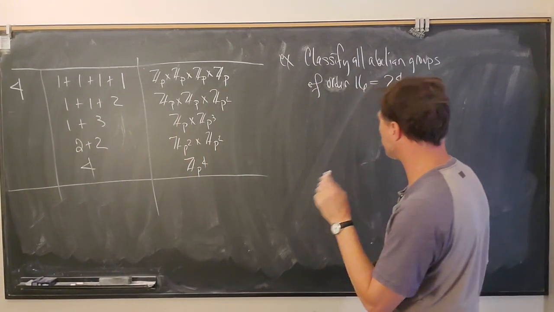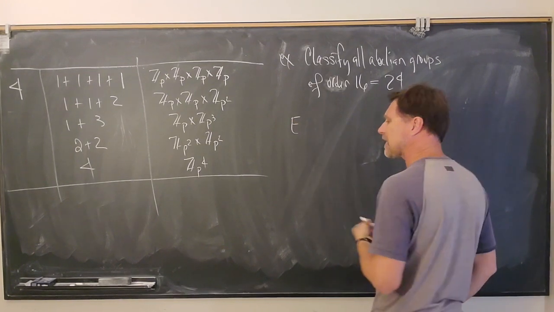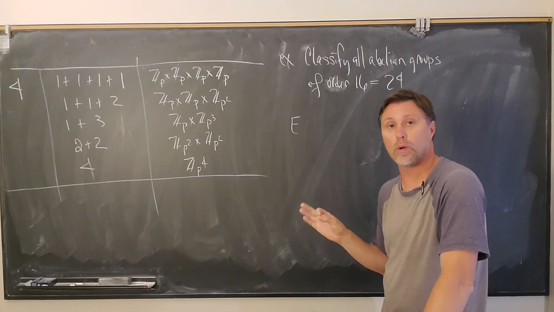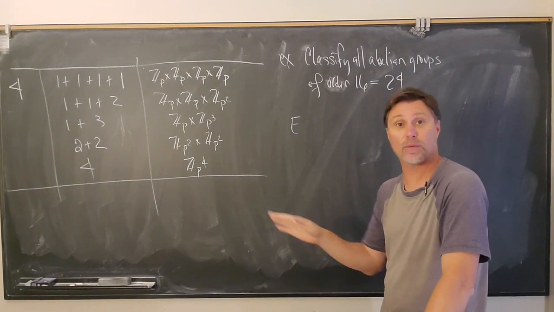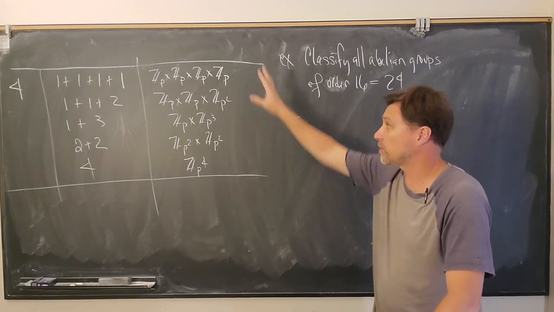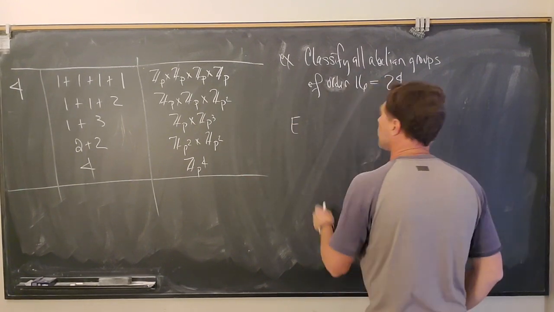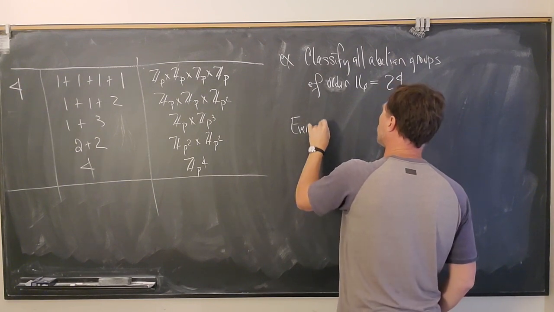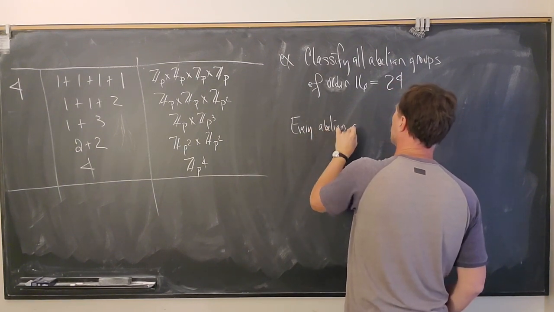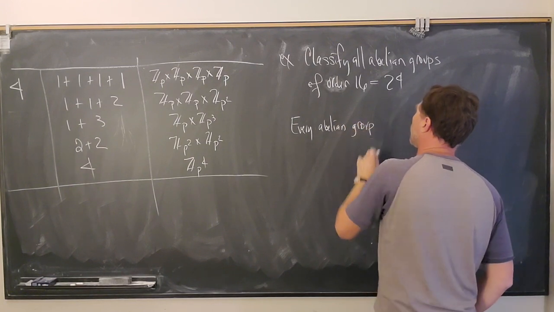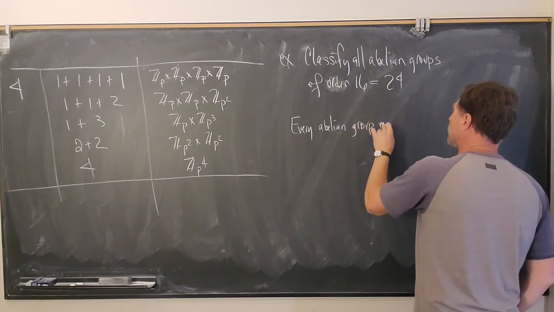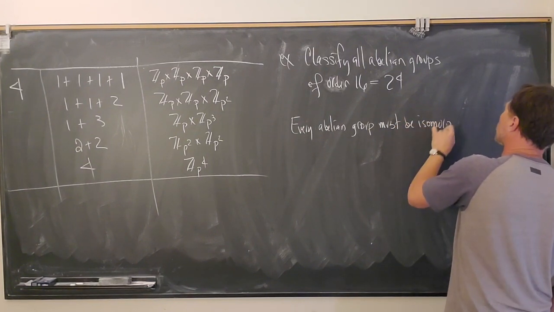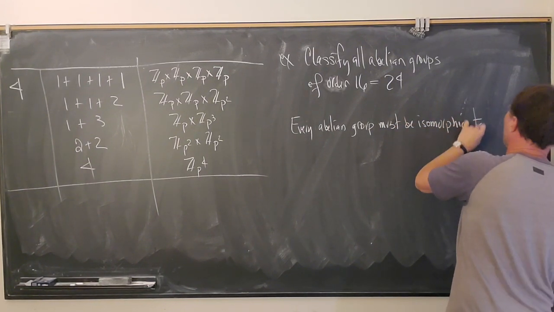So when I say classify, here's what I want. I want a list so that every abelian group of order 16 must be isomorphic to one on that list. There's going to be exactly 5 of them. So, here's our answer, our solution. Every abelian group must be isomorphic to one of the following.